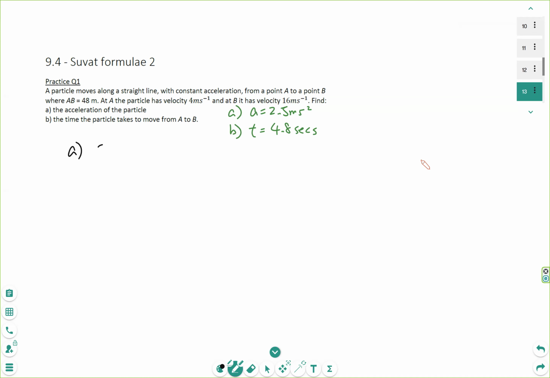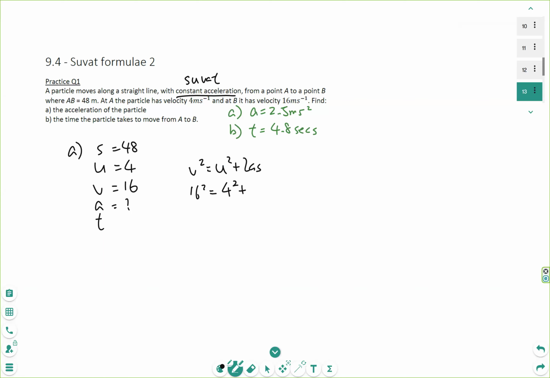Question, part A, SUVAT. A particle moves along a straight line with constant acceleration. Constant acceleration tells you to use SUVAT. From point A to point B, where AB is 48 meters. At A, the particle's velocity is 4, and at B, velocity is 16. Find the acceleration of the particle. We use v squared equals u squared plus 2as, the one without t. So 16 squared equals 4 squared plus 2a times 48. So 256 equals 16 plus 96a. Bring 16 over: 240 equals 96a. Divide by 96: a is 2.5 meters per second squared.